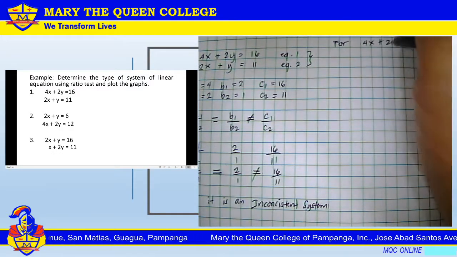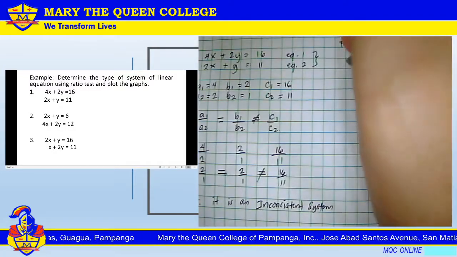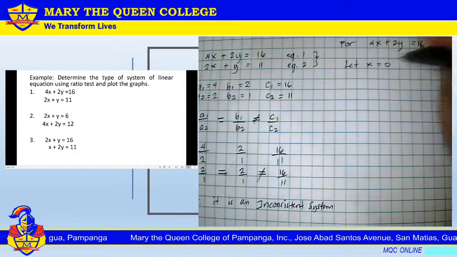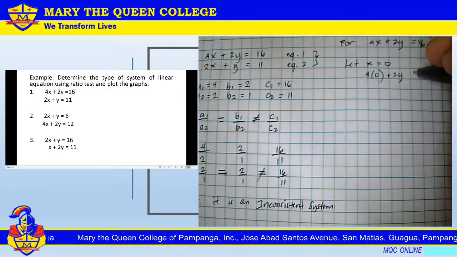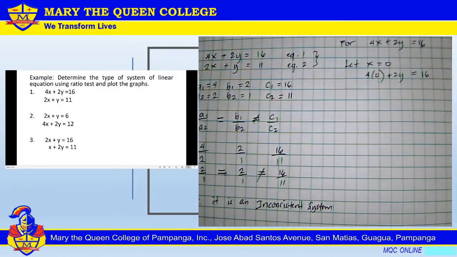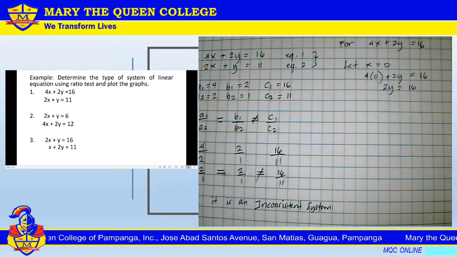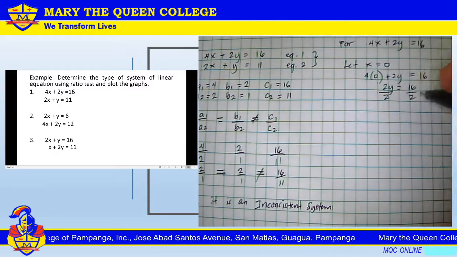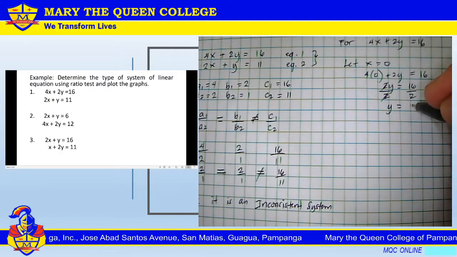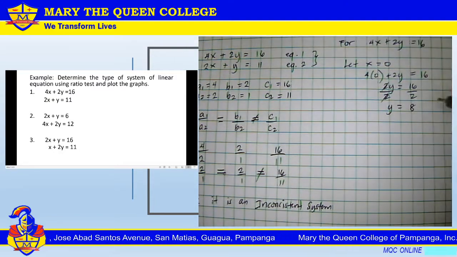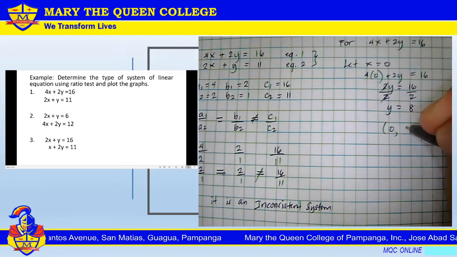Okay? So continuing, we have 4x plus 2y equals 16. Using the intercept method, let x be equal to 0. We have 4 times 0 plus 2y is equal to 16. Then we have 2y equals 16. Eliminate 2 by dividing both sides by 2 using the division property of equality. Then you will get y is equal to 16 divided by 2, which is 8. So our y-intercept is 8. Then our ordered pair is 0 and positive 8.